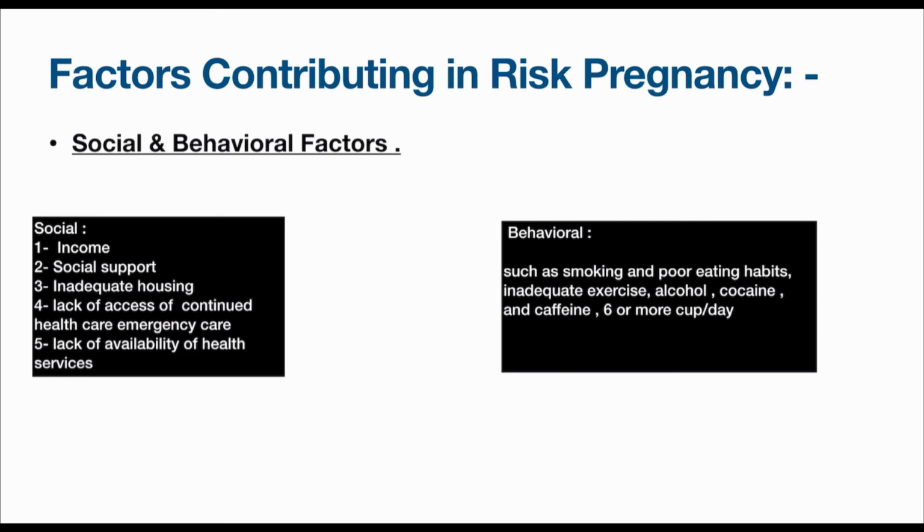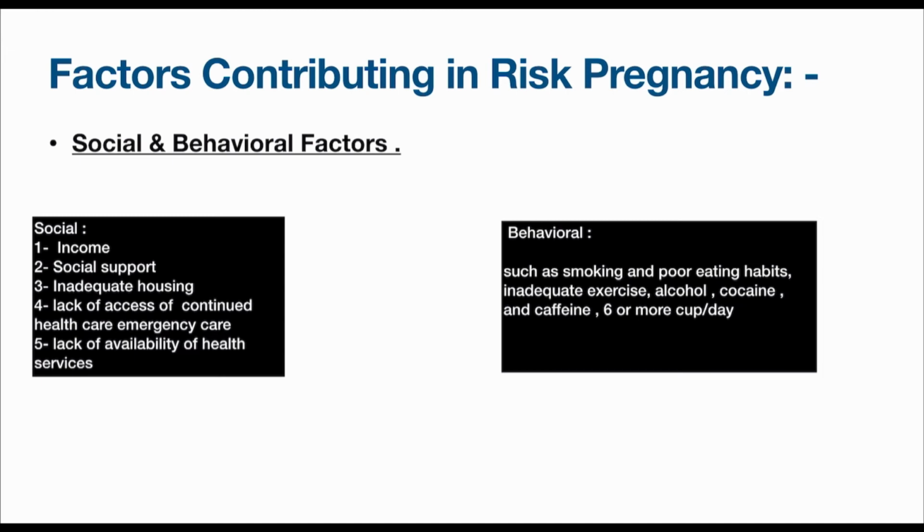Social and behavioral factors. We come to the social. For example, the income: if she has a low income, that will affect her negatively. Social support: if the mother has a positive social surrounding, that will affect her in a positive way, and if it's the opposite, that will affect her in a negative way. Inadequate housing, lack of access to continued health care or emergency care. Of course, if the mother doesn't have access to healthcare centers near her to monitor the pregnancy, that will put her at higher risk to develop complications during the pregnancy without her knowing. Lack of availability of health services.